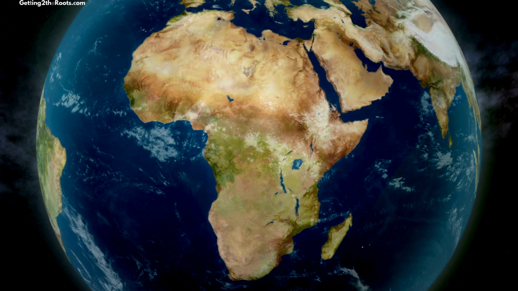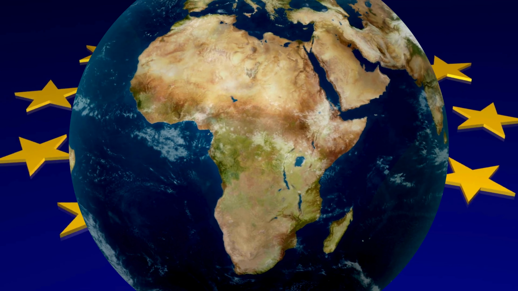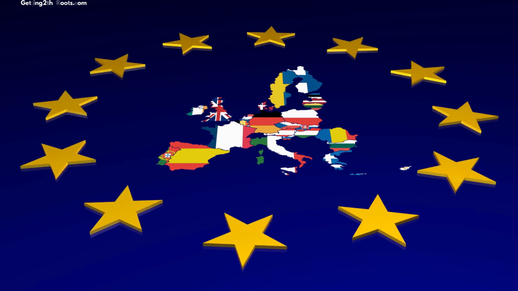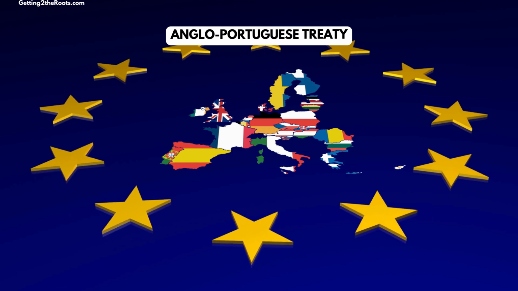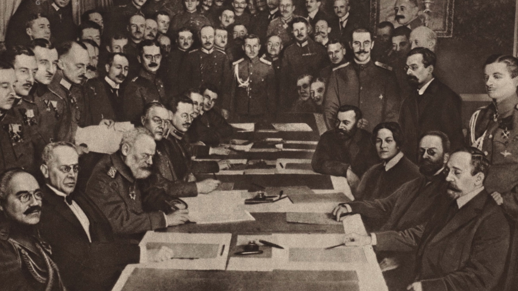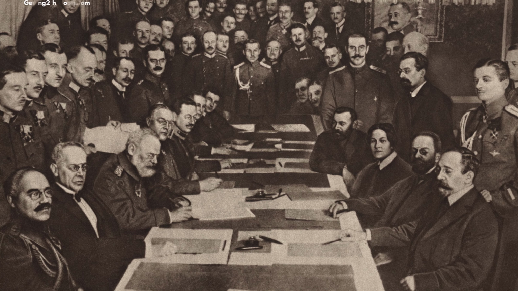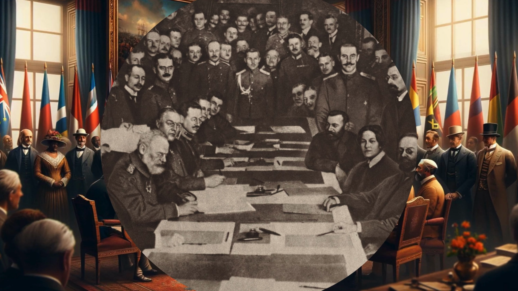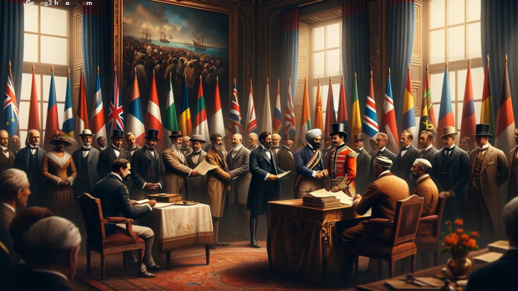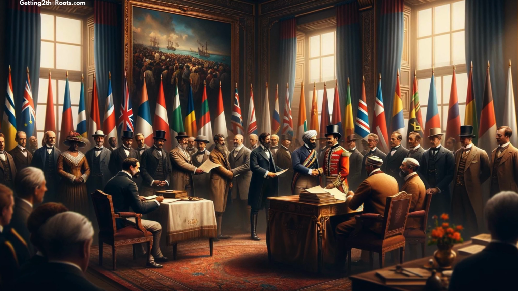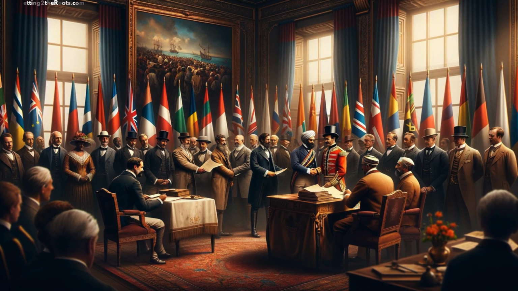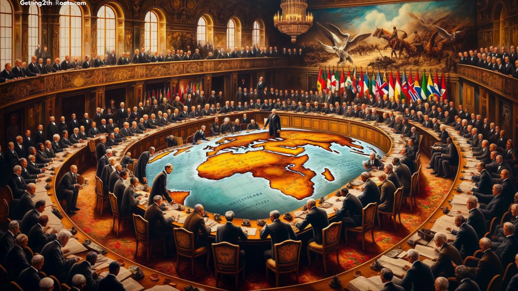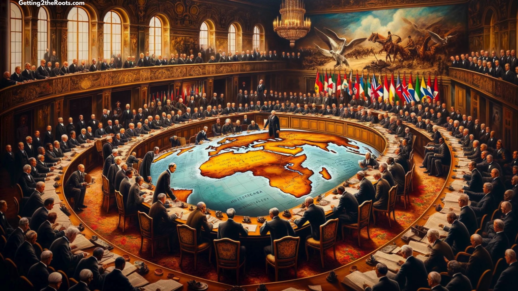Moreover, specific alliances and treaties between European nations played crucial roles in the colonial endeavor. Treaties like the Anglo-Portuguese Treaty facilitated cooperative colonization efforts and sometimes spurred competitive endeavors among European powers, each vying for greater influence and control in Africa. These agreements ensured that European nations supported one another's colonial ambitions, thereby consolidating their collective dominance over the continent.